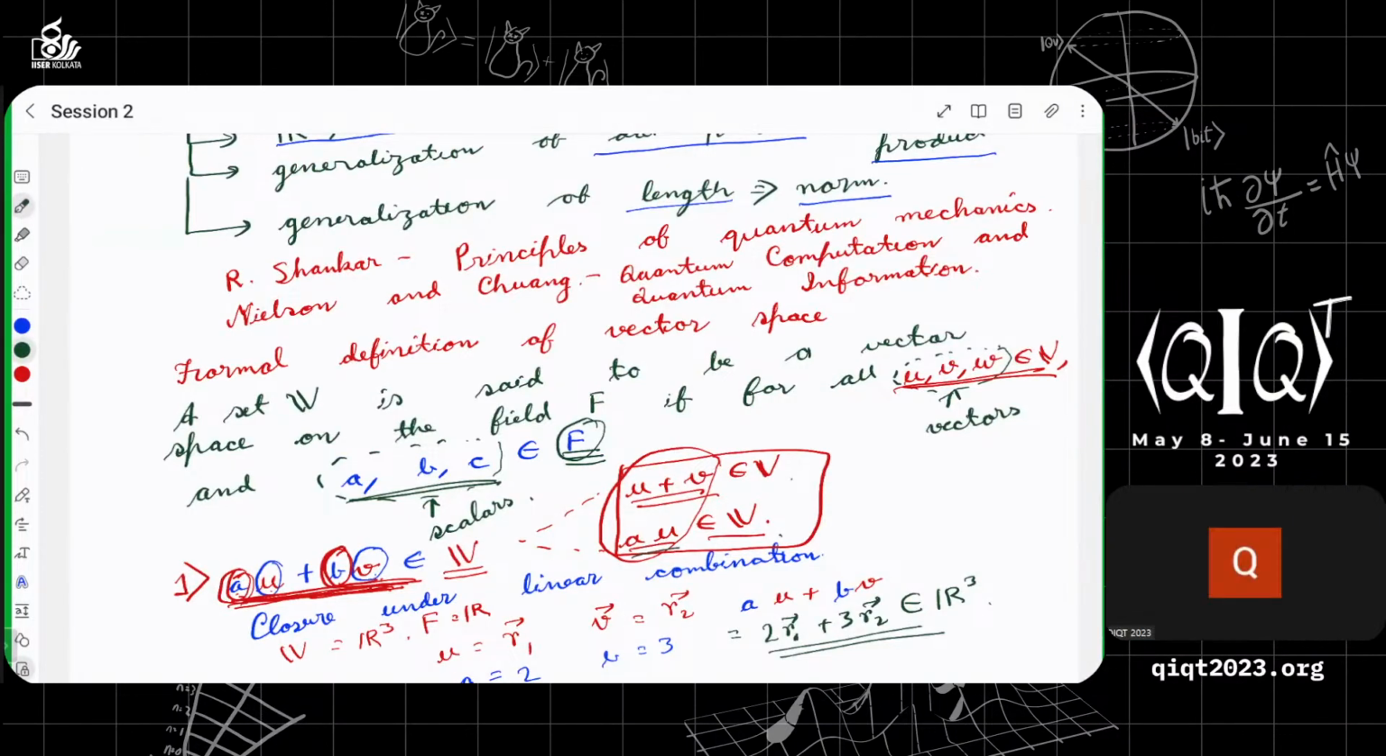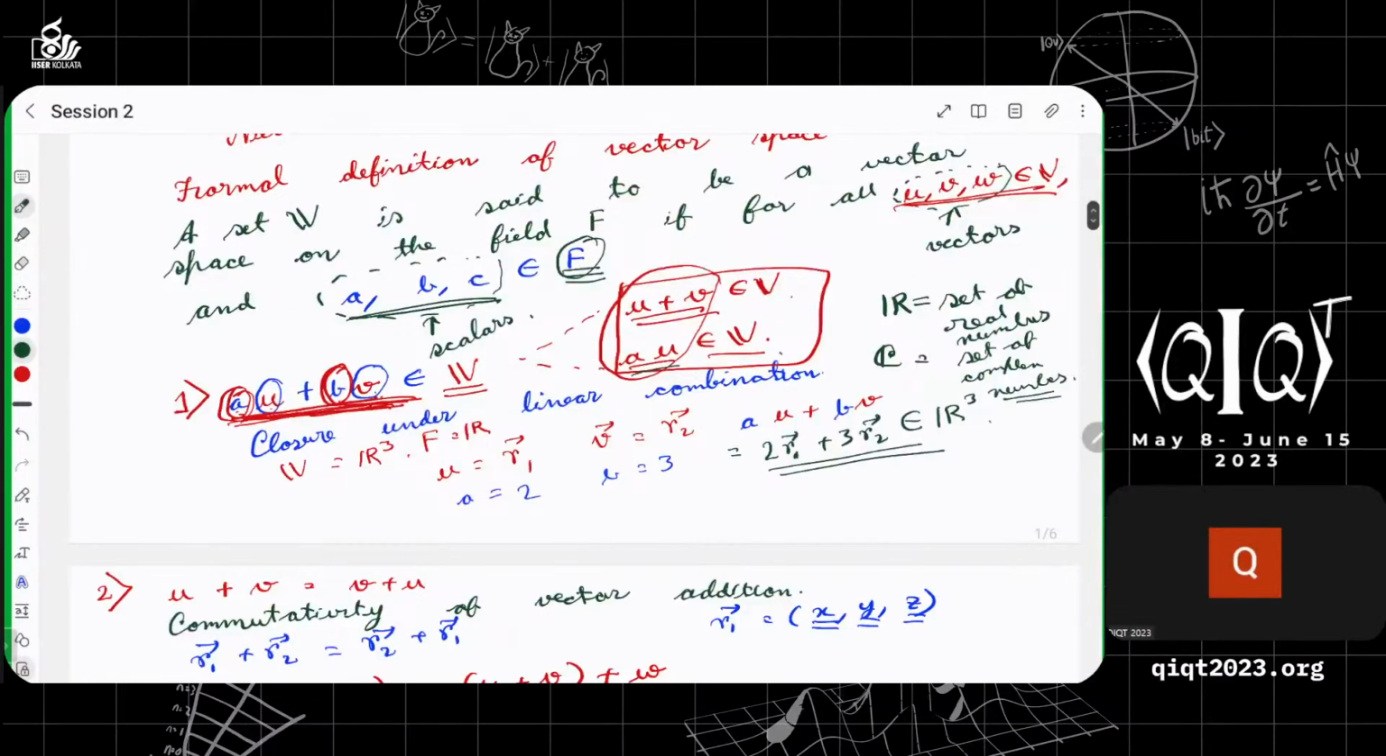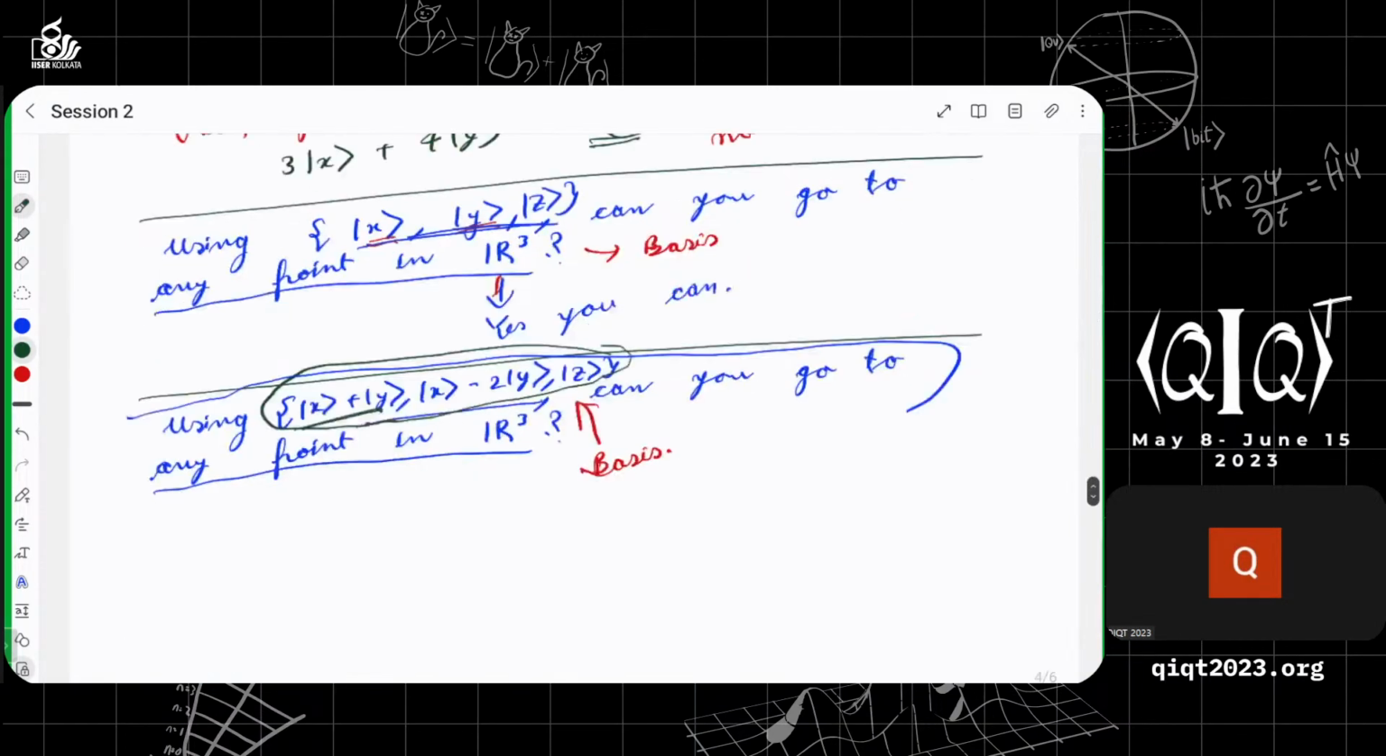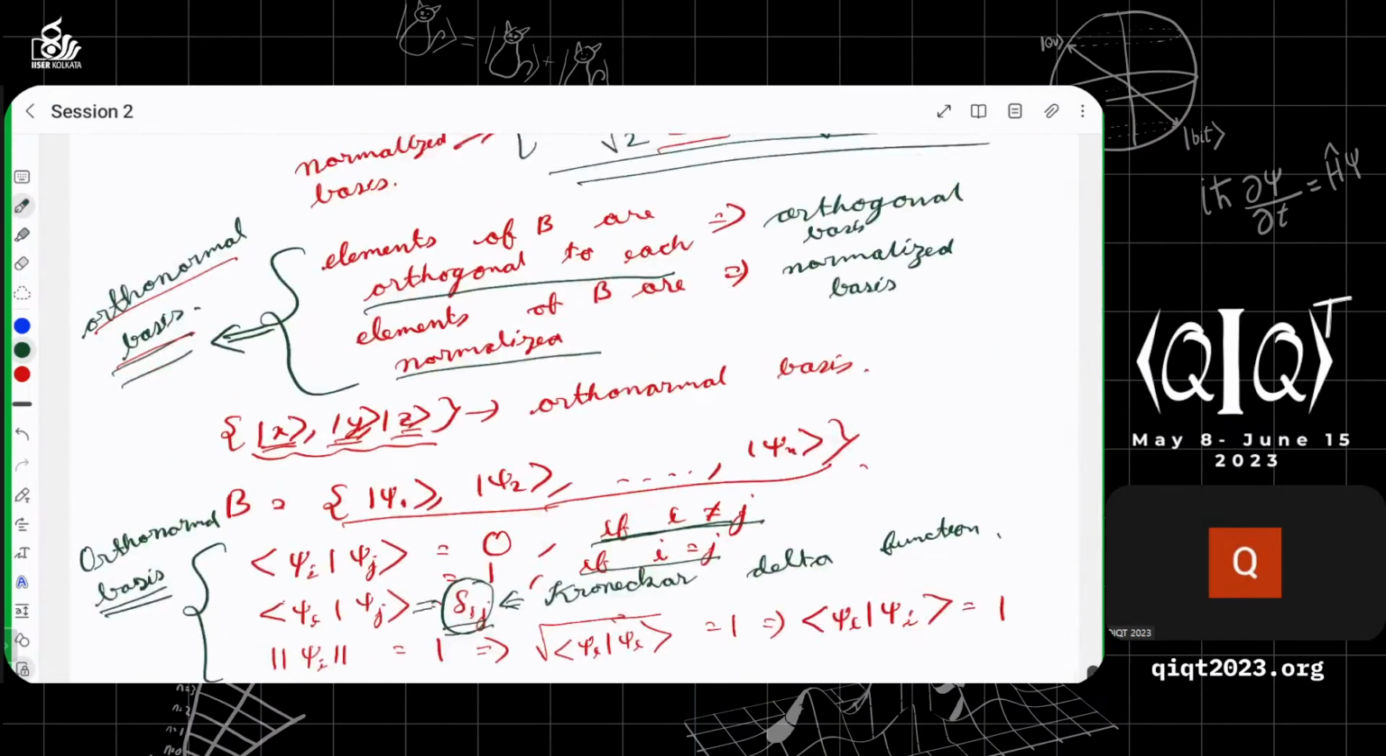A field, for example, is the set of real numbers. That is a field. Or C, the set of complex numbers. That is a field. And a field, remember what I said, is a set of scalars. Like, for example, in R3, maybe I should have been a bit more clear with that.